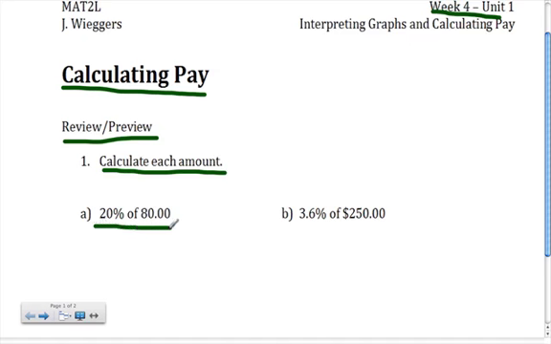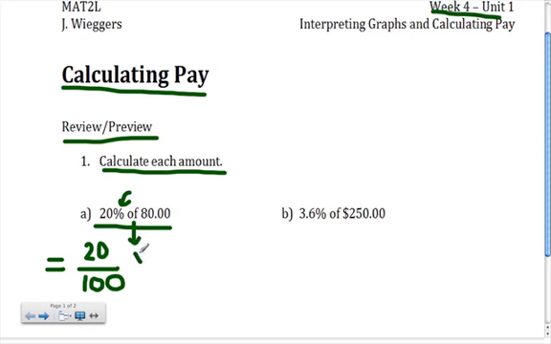20% of $80. So when we see something that's a percentage, it always means it's out of 100. The term percent just means per 100, and it's French. So there's our percent sign. That just becomes the out of 100. We keep the 20, so we've got a fraction now, 20 out of 100. The word of becomes a multiplication sign.